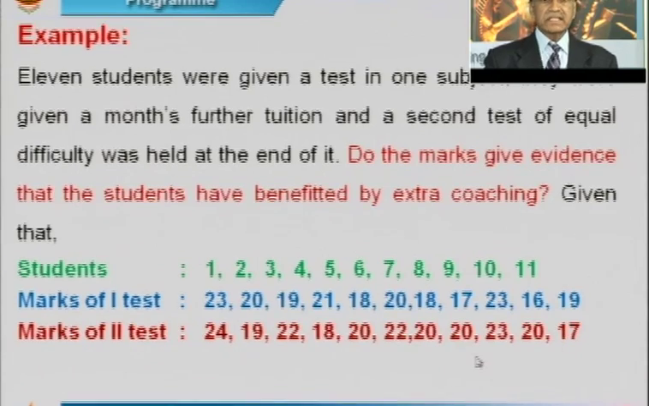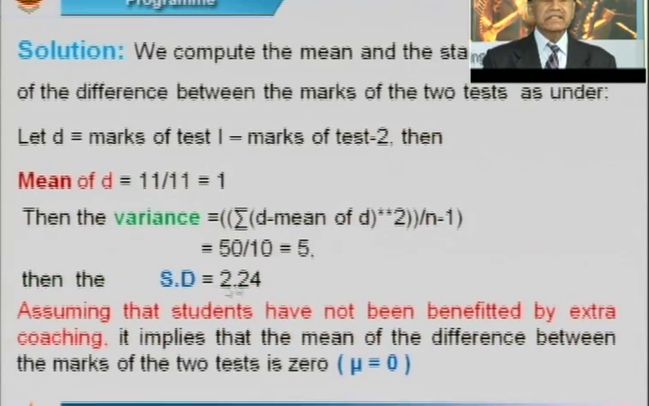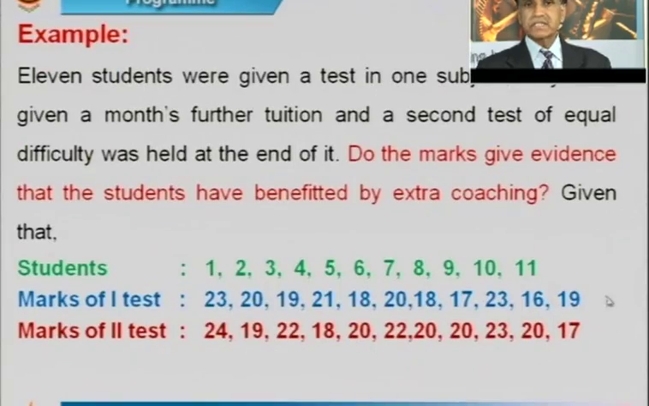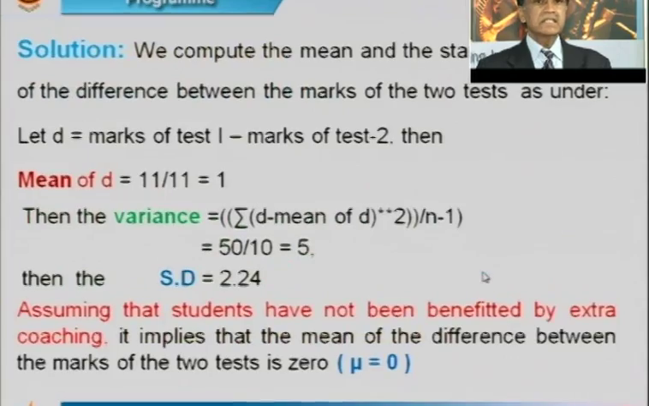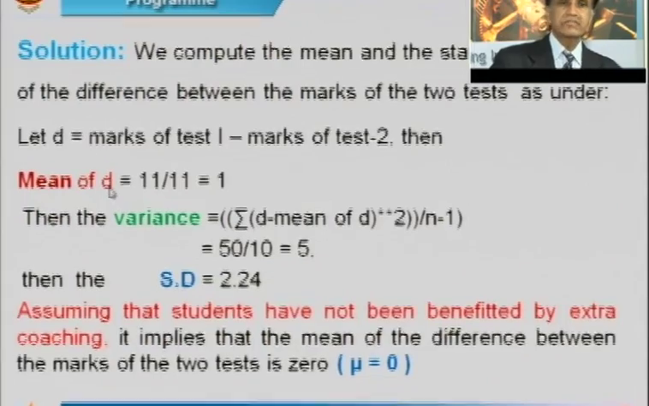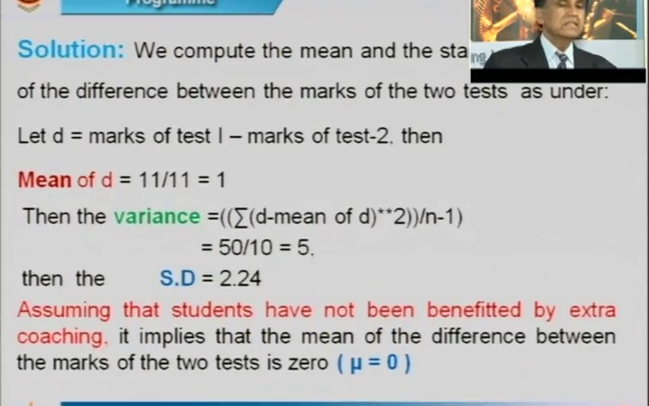When you consider it like this, you take the total value of D and divide it by the number of values, that is 11. Then the ordinary equation gives the arithmetic mean calculation, that is the mean of D. D means difference, that is the difference between the first test marks and second test marks. Then you are getting 11 by 11, that is 1.